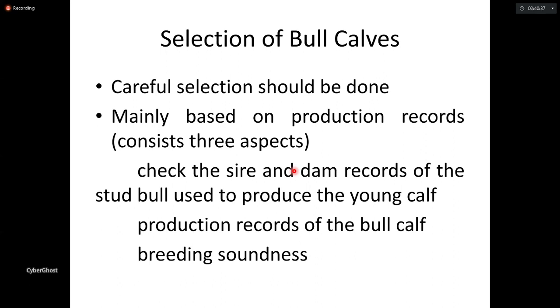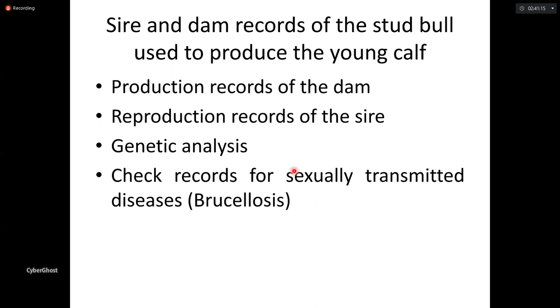So how are we going to select a very good bull calf? Basically, we select them based on external appearance and their progeny, their mother and their father. We check all the records, production records and everything, their mother, father, and whatever conditions they faced once they were born. So health condition and everything, we will select the best bull calves. As I mentioned, we have to check the records.